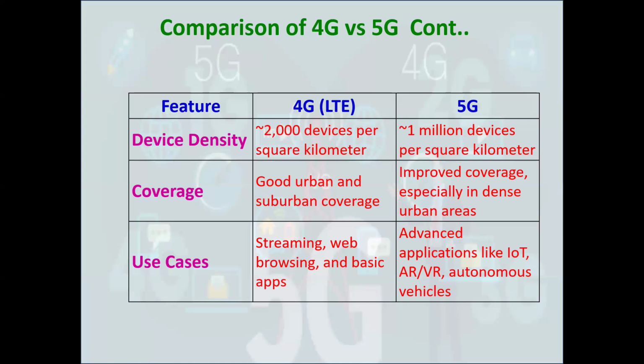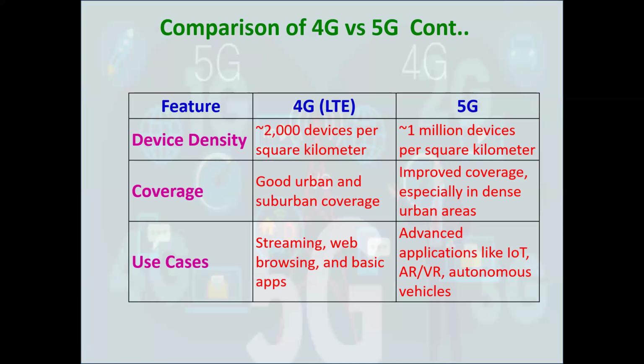One more time, 5G networks are designed to handle up to 1 million devices per square meter. This massive increase in device density is crucial for supporting the growing number of IoT devices and connected applications in smart cities and industrial environments. So this is also another advantage of using 5G. The next feature is the coverage.